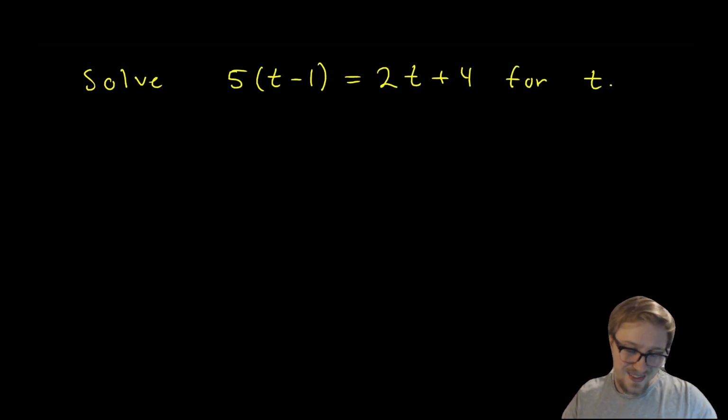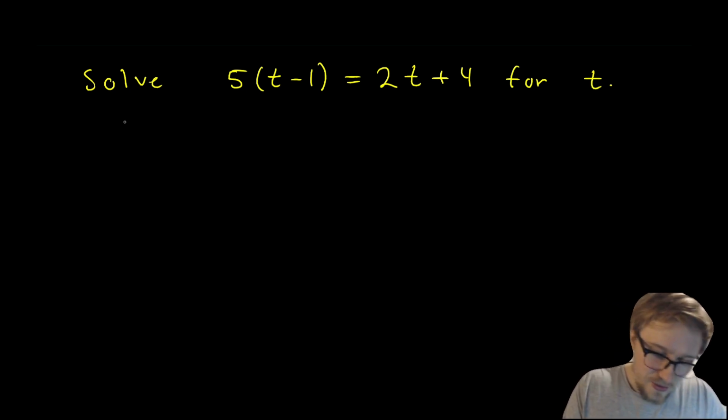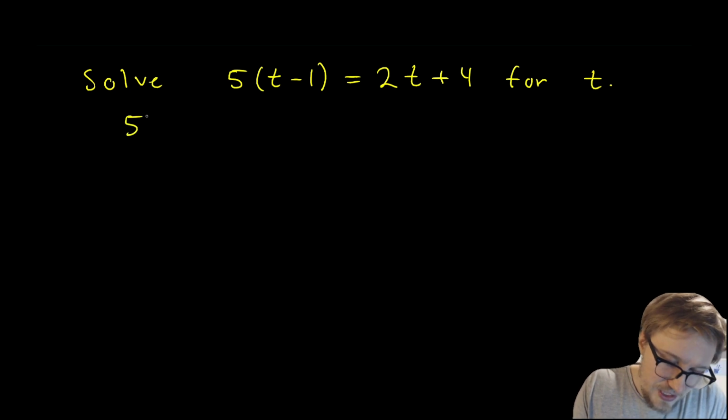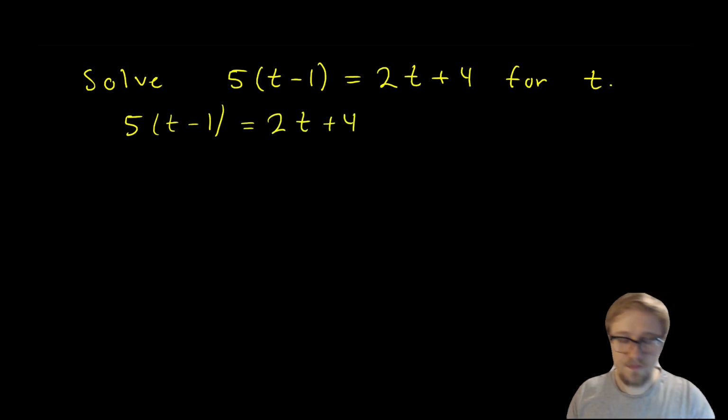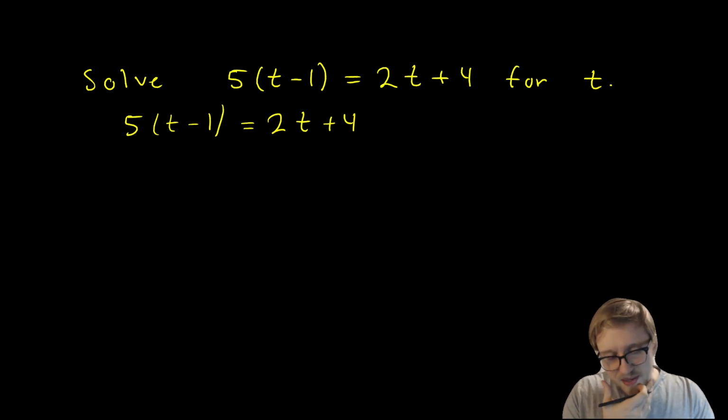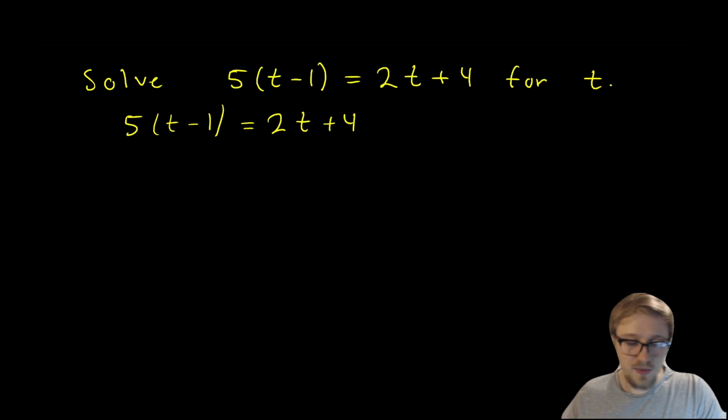So now let's try to solve this equation. So let's first write down the equation that we want to solve here. 5 parentheses t minus 1 equals 2t plus 4. Okay? This is slightly more complicated than the previous two examples because we now have this parenthesis t minus 1 sitting here. The first thing we want to do in this case is to get rid of the parenthesis.